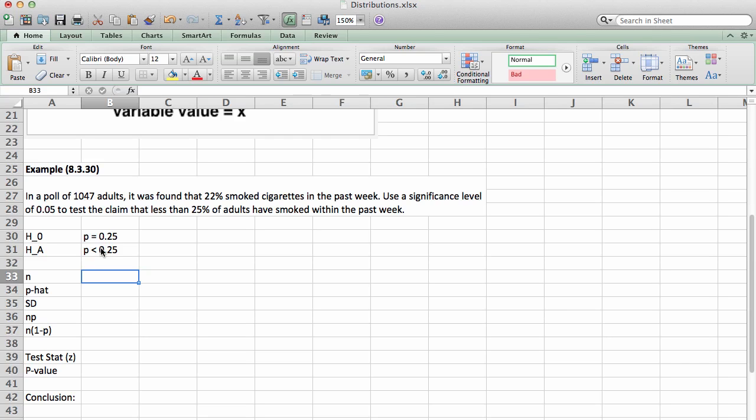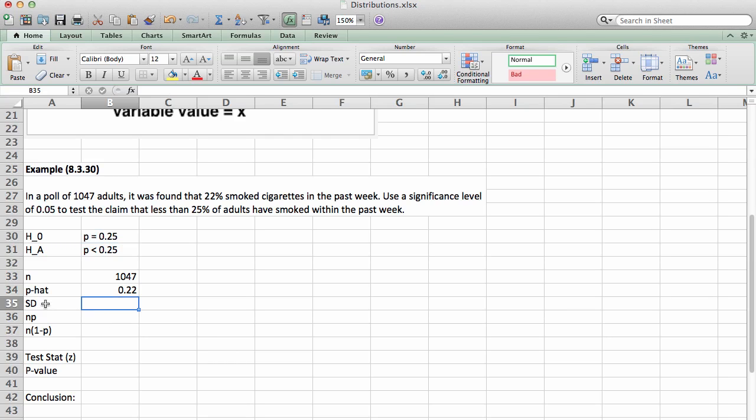I'm going to head down here and start filling in some of the essential information. n is the sample size, that's 1,047. p hat is the sample statistic, in this case the problem gave that to us, that's 0.22. And I can compute a standard deviation. Well, when you're doing a hypothesis test, everything you do is under the assumption that the null hypothesis is true. So we must assume, for the purposes of any calculations we do here, that the true population proportion is 0.25.